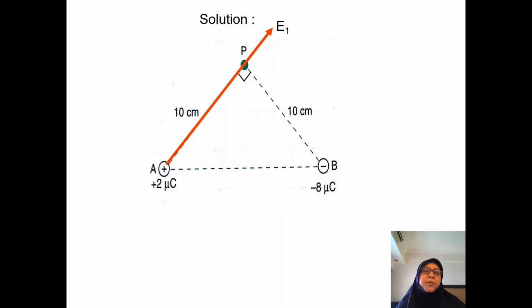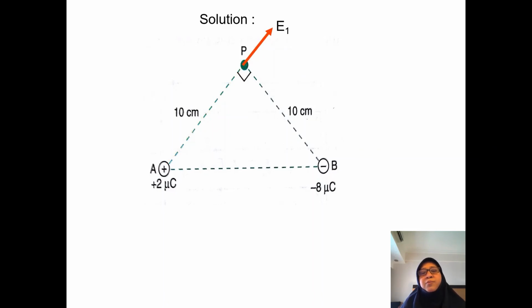For a positive charge, the direction of electric field is radially outward. We just draw one line joining the line AP, so you draw one line only for the electric field, because we want it at this position. So the electric field is radially out from the positive charge here. You just draw from point P here, and name it E1.